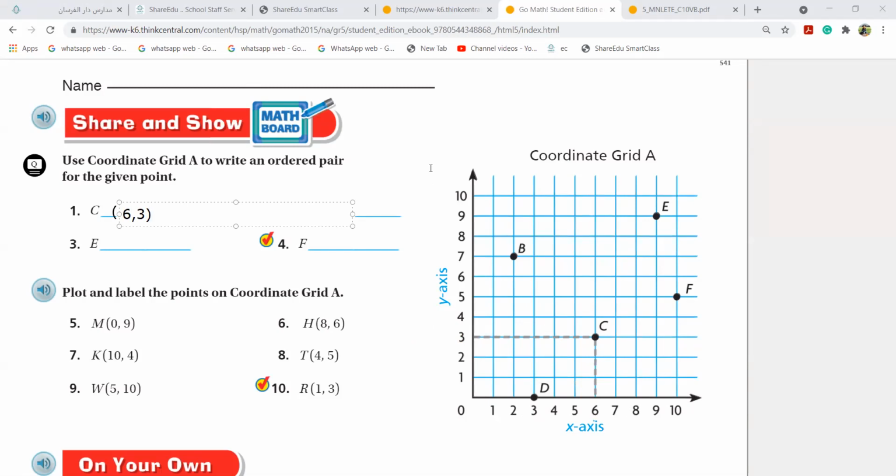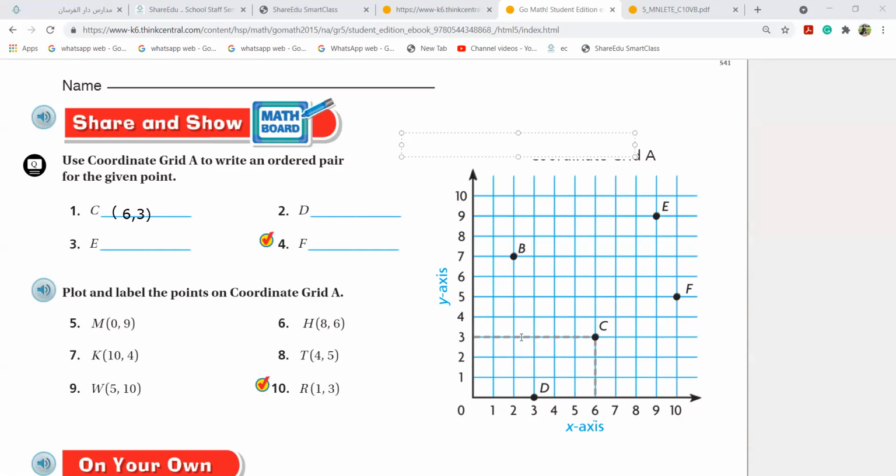Okay, Mariana, now one more question for you. What is the point D? Or tell me B, because B is at zero. So tell me B. 2, 7. Excellent. So this kind of question, will you be able to do tomorrow, Mariana?